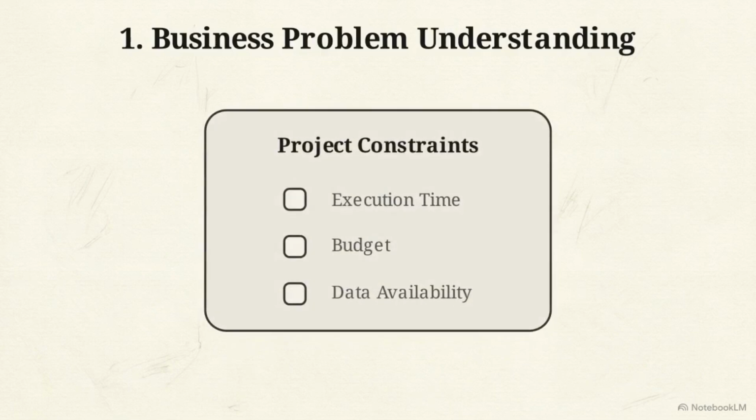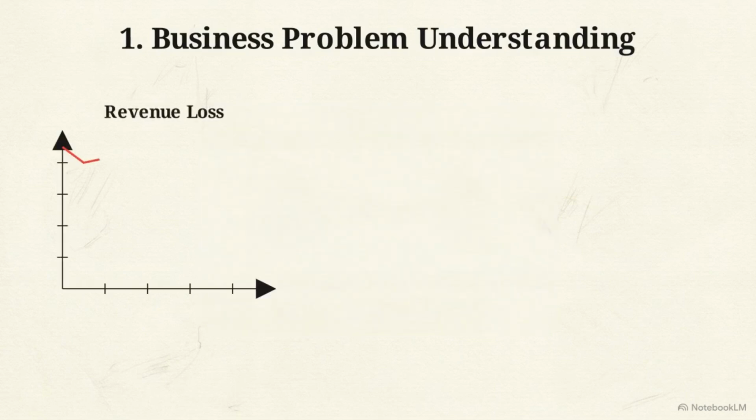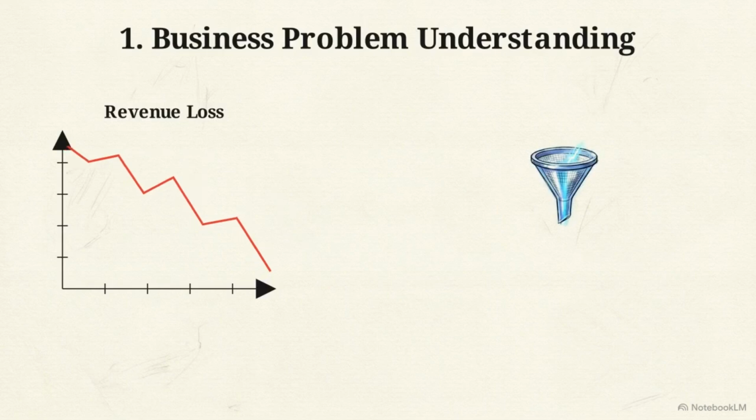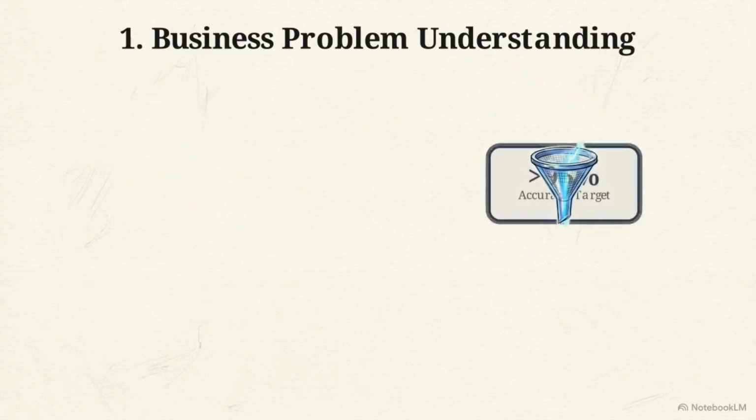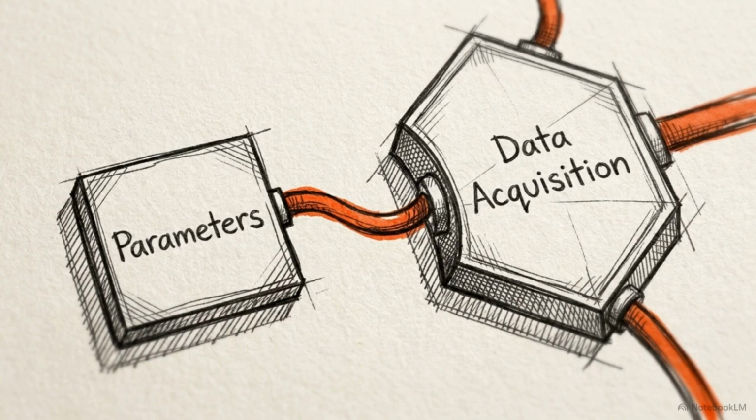Step 1 is business problem understanding. No data is touched until core objectives are locked. You must identify strict constraints: execution time, budget, and data availability. For example, revenue loss must be translated into a data science task with a strict accuracy metric. Once the parameters are set, the pipeline moves to step 2, data acquisition.